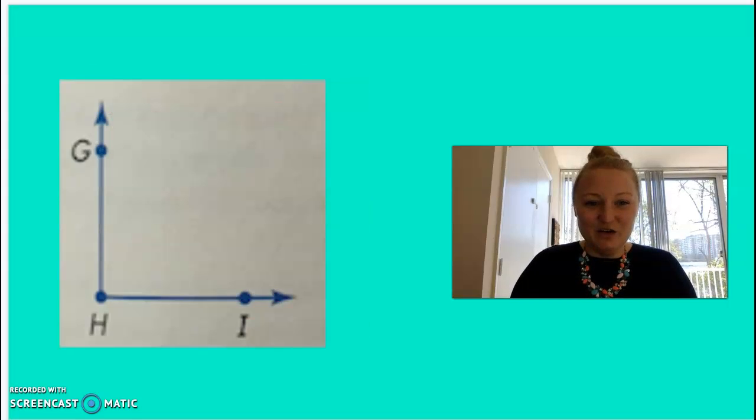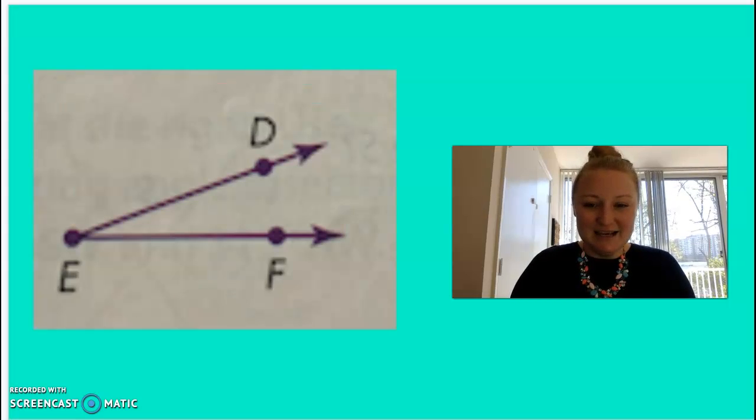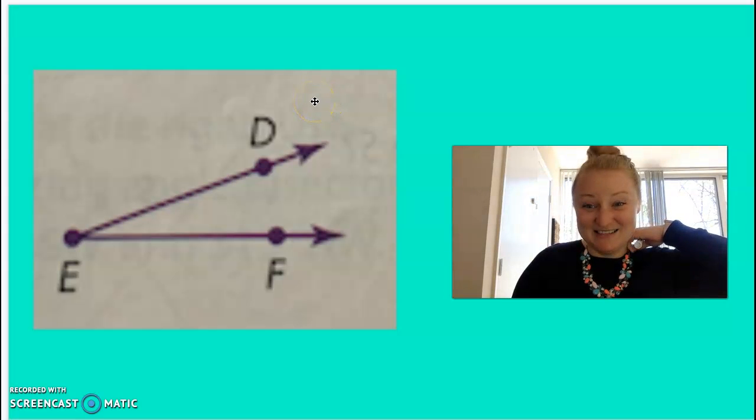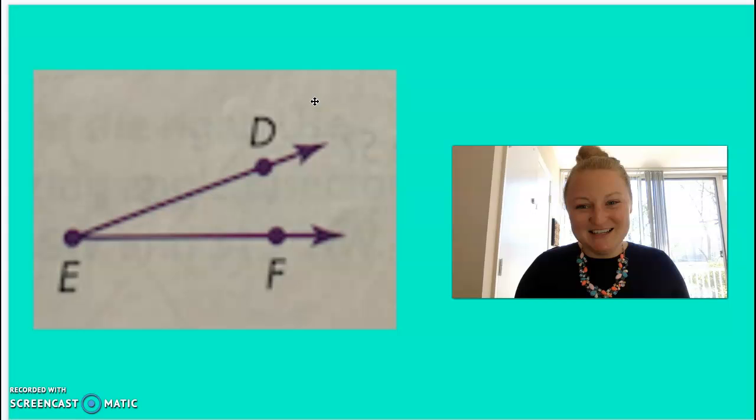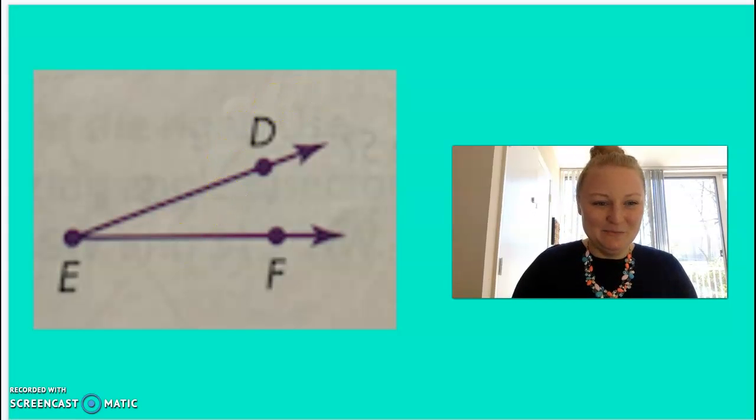Okay, here we have angle GHI, or you could name it angle IHG, and this is a right angle. It is exactly 90 degrees. It makes that perfect L. Angle DEF or angle FED, and this angle is an acute angle. It looks to me like it would probably be about 35 degrees, because straight up and down would be 90. Half of that would be about 45. So I just kind of like to estimate what the angle is too. But it's obviously less than 90, so it's going to be an acute angle.